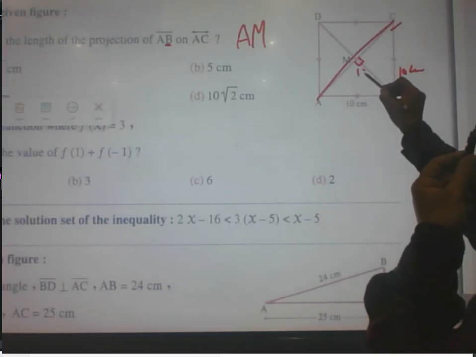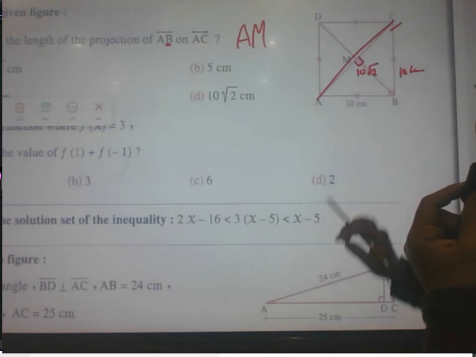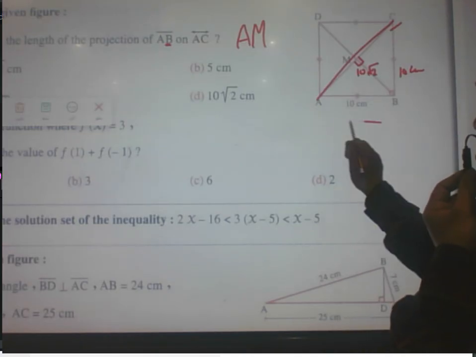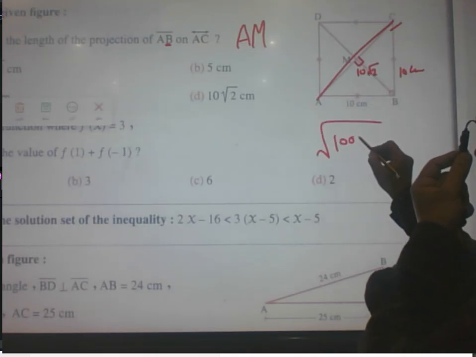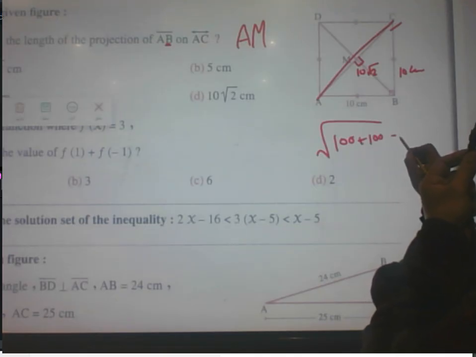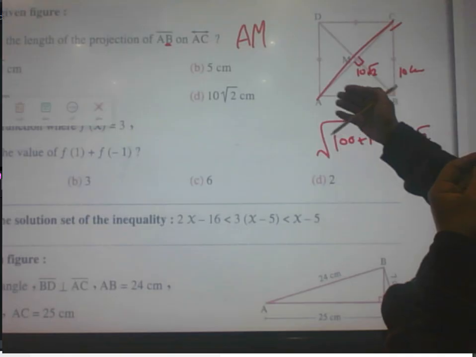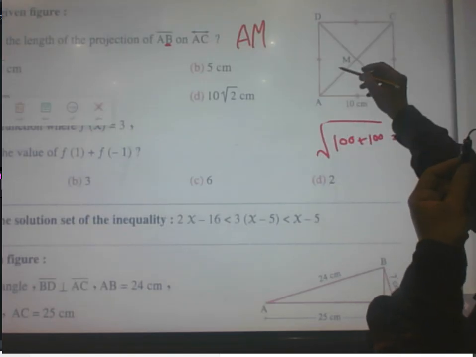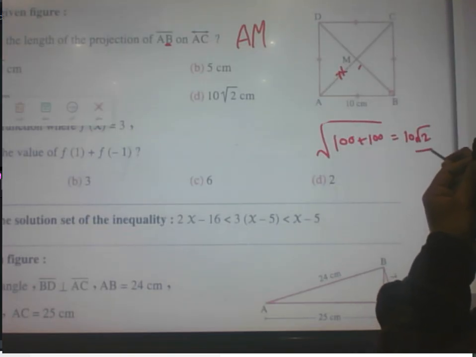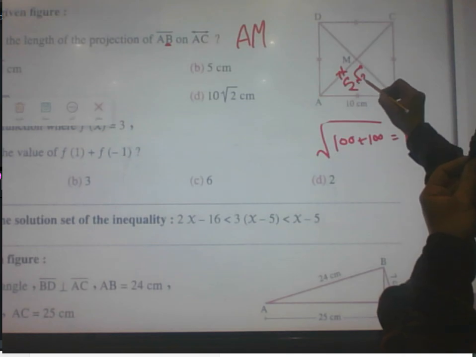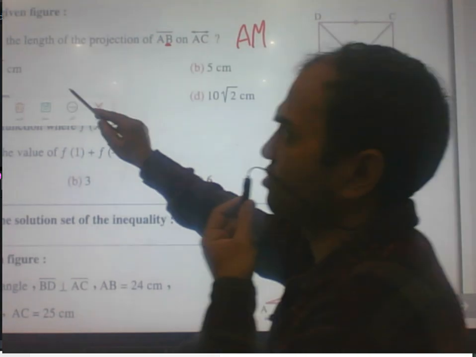It will be 10 root 2: 10 squared plus 10 squared, and then find the square root. 10 squared is 100, and 10 squared is 100. The square root is 10 root 2. Then the length of AM will be half of 10 root 2, which is 5 root 2. The result will be 5 root 2. Choose letter A here.